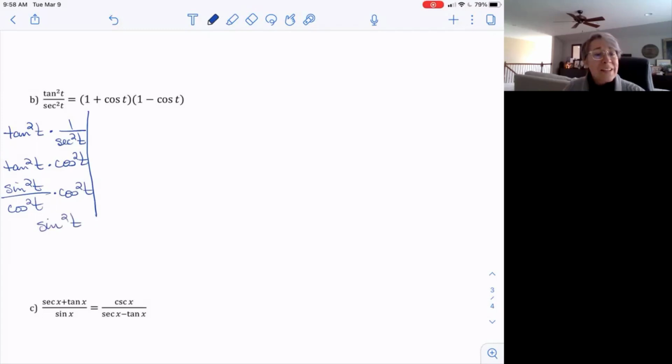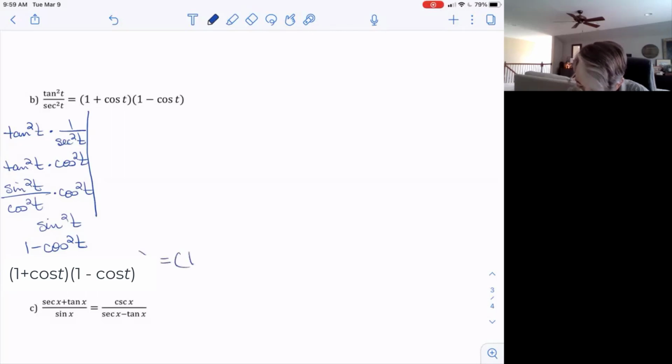Well, the right-hand side is in terms of cosine. We can use the Pythagorean identity to rewrite this sine squared t as 1 minus cosine squared t. And that is factorable. It's a difference of two squares. So that will give us 1 plus cosine t times 1 minus cosine t. And that is, in fact, what we had on the right-hand side.